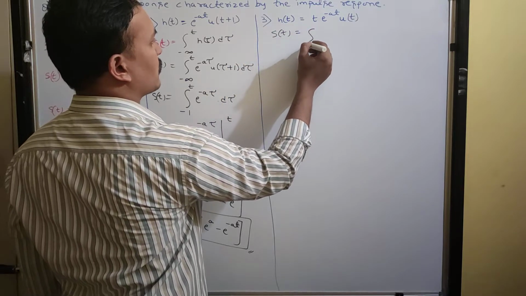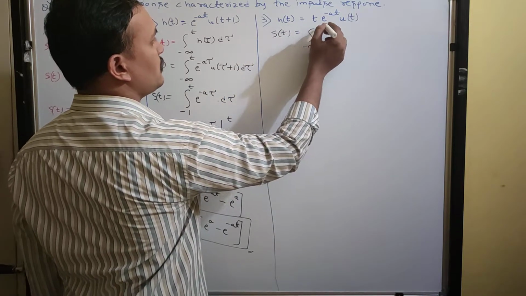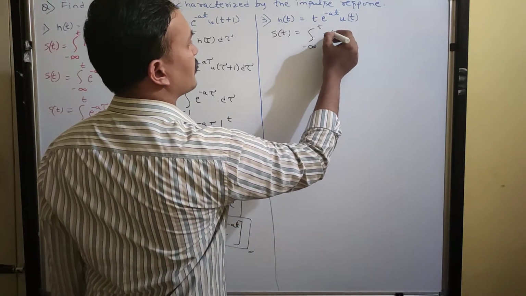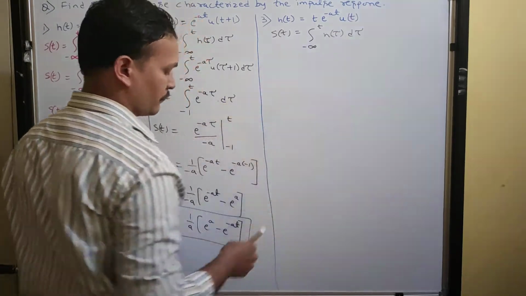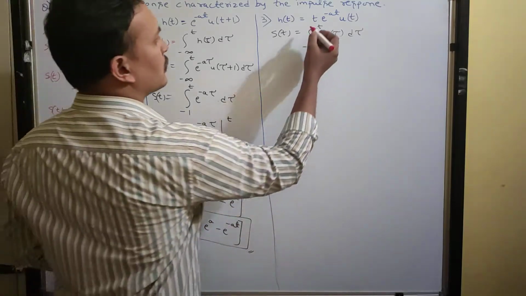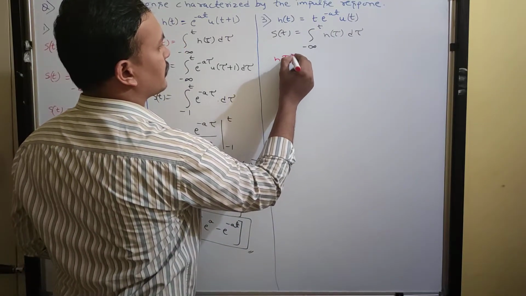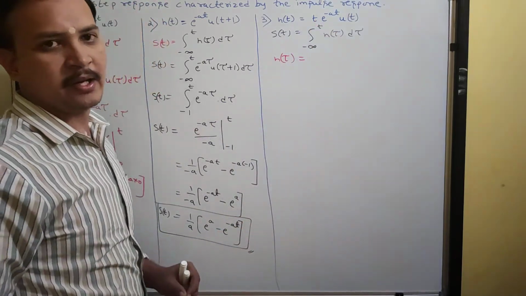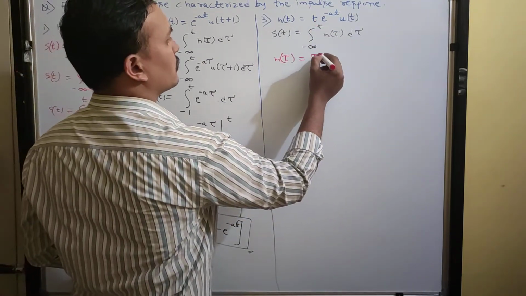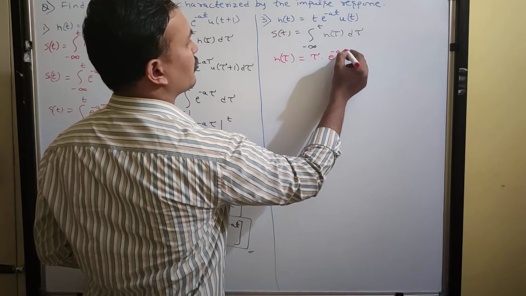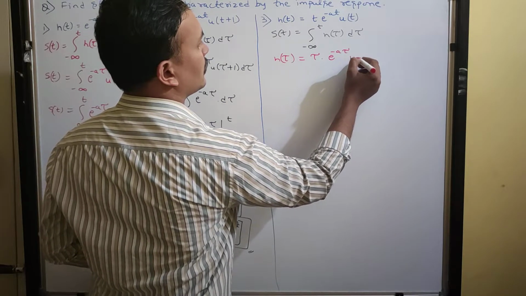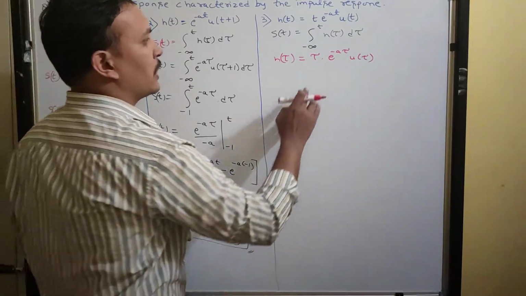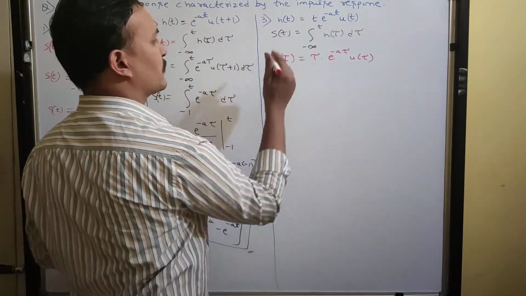The step response formula for continuous time is the integral from minus infinity to infinity of h of tau d tau. Now h of tau: wherever t is there, I can replace t by tau. So it is tau into e to the power of minus a tau into u of tau. This will be h of tau. Now substitute in the formula.